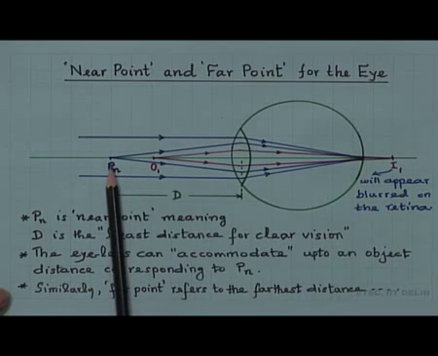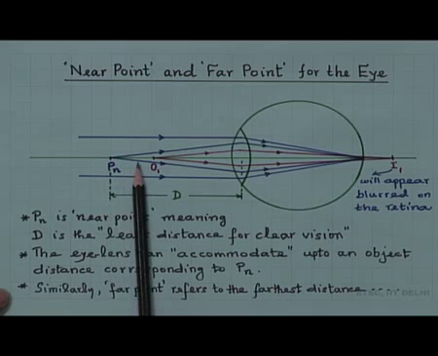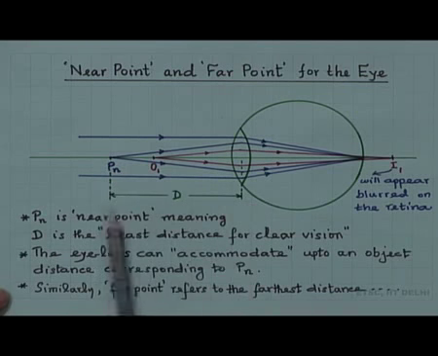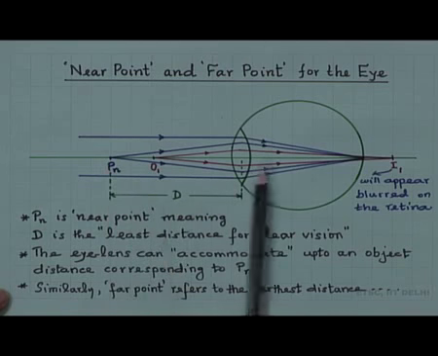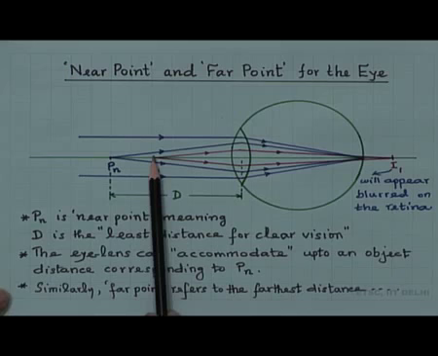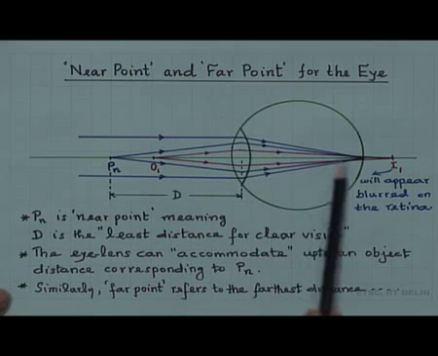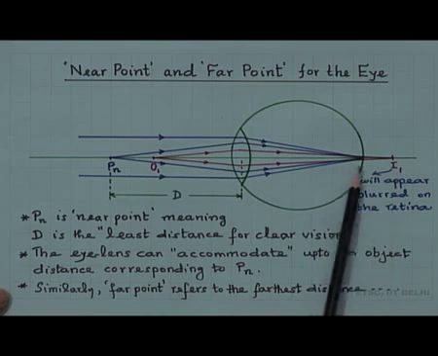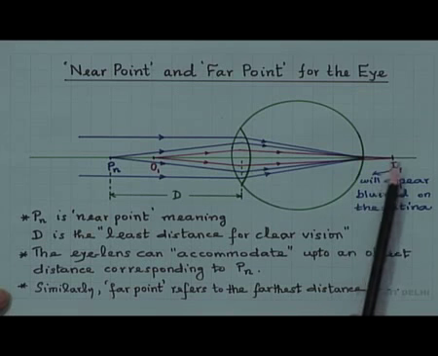But if you bring the object at a distance smaller than this capital D, what is capital D? It is the distance from here to the near point, P n. When the object distance is less than D here, then the eye is no more able to focus the image onto the retina; the image is formed outside.